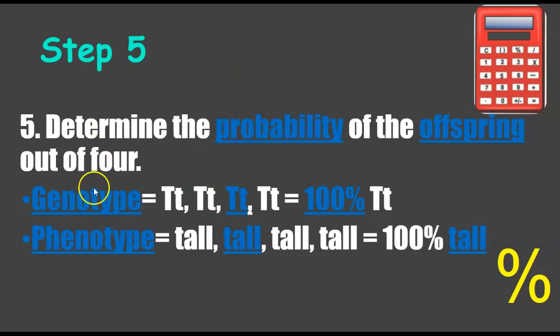Okay, so now that we know the genotype is 100% capital T, lowercase t, we've got to figure out what this means the offspring are going to look like. So it's a 100% chance that an offspring is going to be, in this case, phenotype tall, tall, tall, tall. So it's 100% tall. All right.